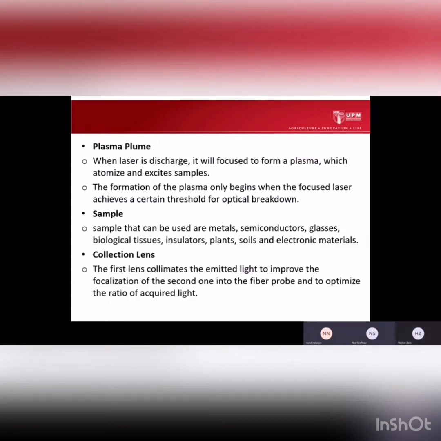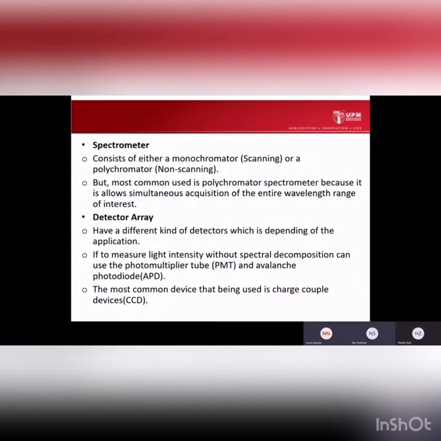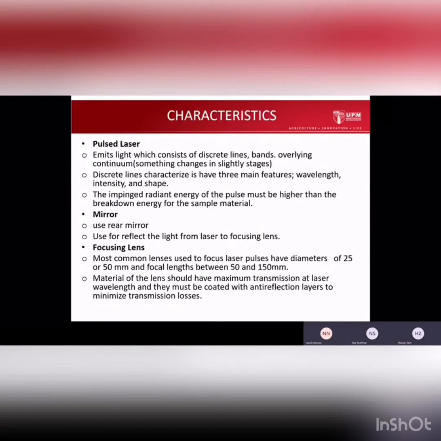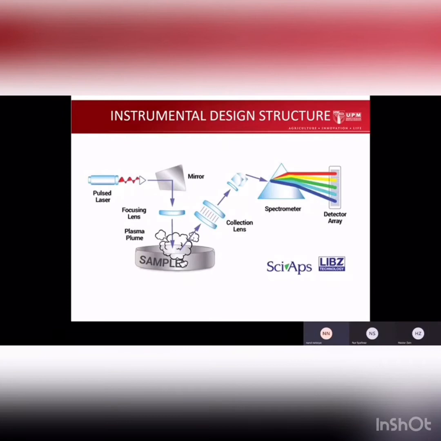So, do you guys understand about the collection lens? Yes. Yes. Yes. Okay.